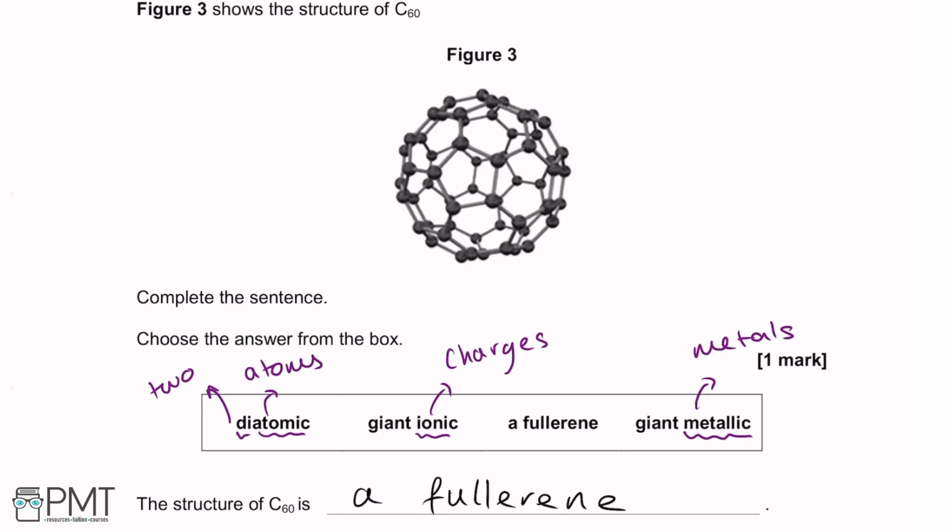Now, this specific fullerene at C60 is something called Buckminster fullerene, or it's sometimes called a buckyball. And it's got loads of really useful applications, which are quite interesting to read up on, in things such as pharmaceuticals and drug delivery to the body. Okay?